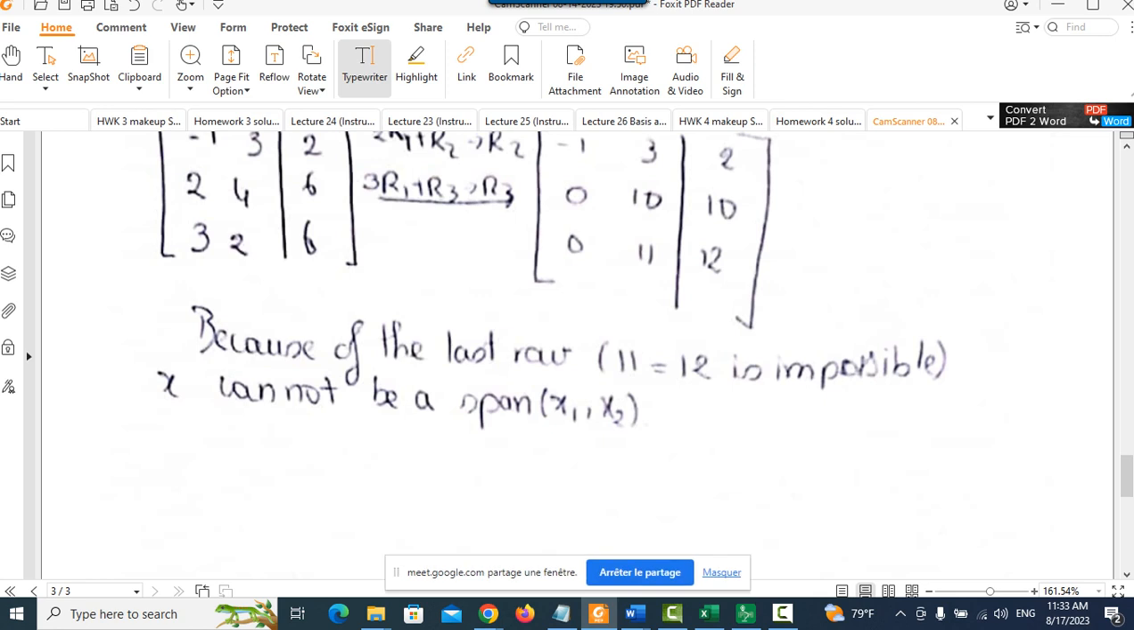Okay, so for the homework, let's start with homework number 4 solution. Okay, it is coming.